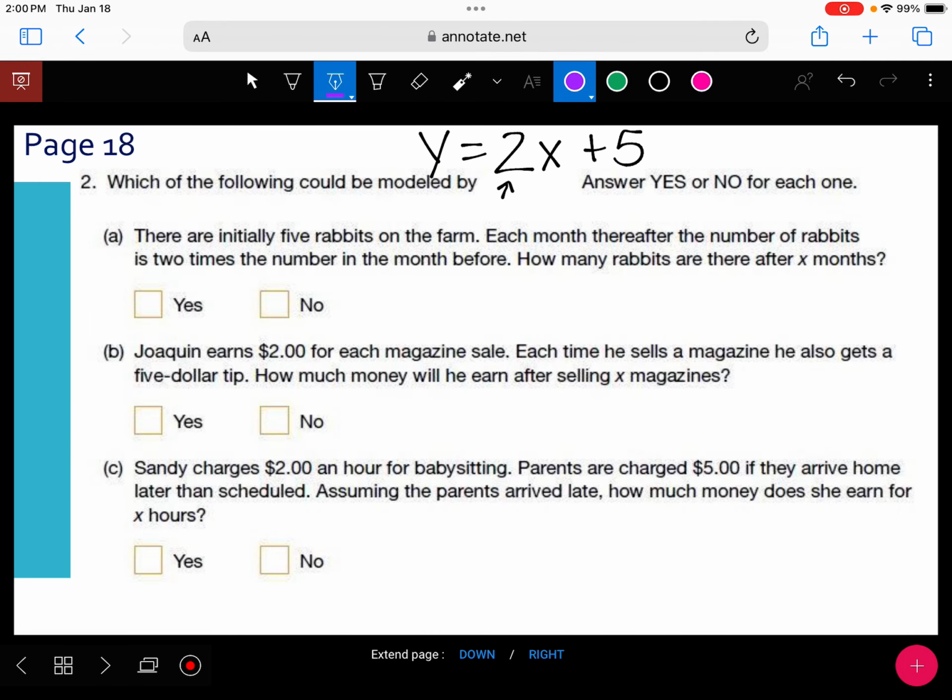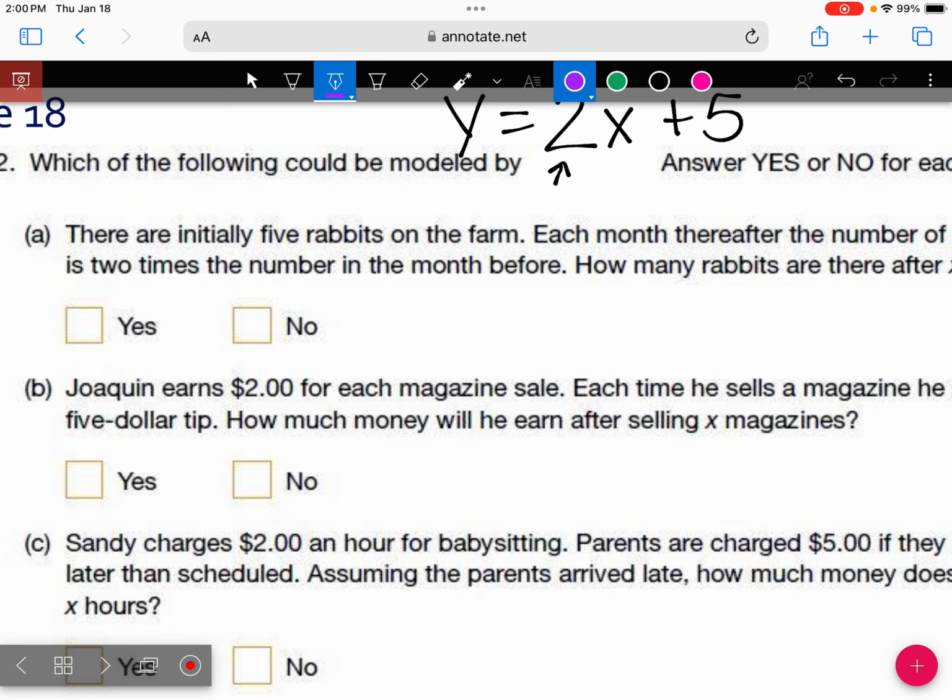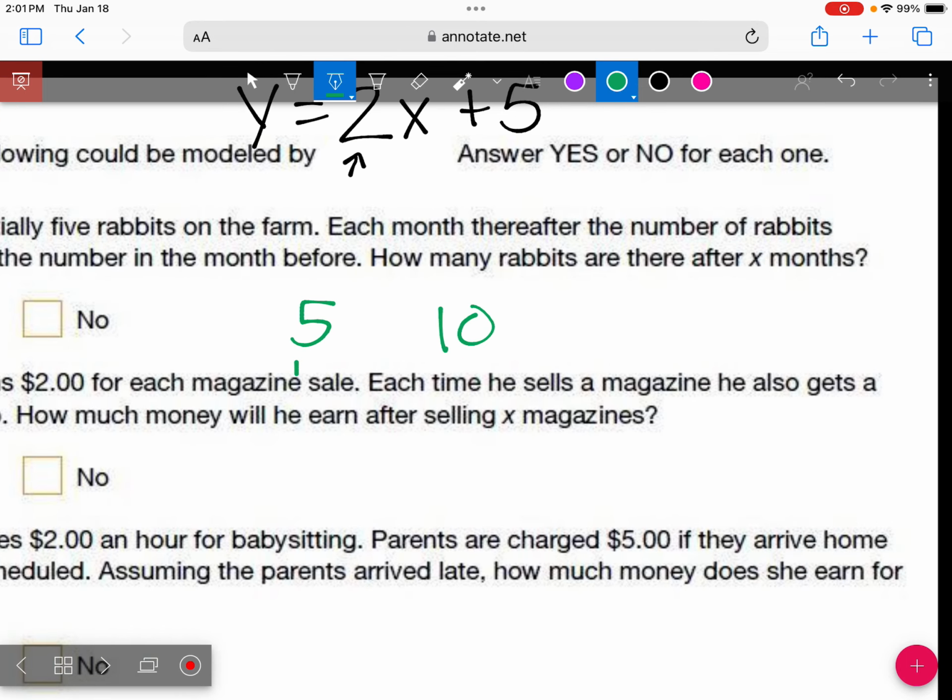So then let's go through some of these others and see what we find out. Because we're not just going to go with... All right. So let's look at A. We've got 5 rabbits on the farm. So I got 5 bunnies. I'm going to write my 5 bunnies down. Yay! And each month, the number of rabbits is 2 times the number of the month before. Super awkward wording. So if month 1 we have 5 rabbits, how many rabbits do we have on the next month? 10. How many rabbits do we have on the month after that?